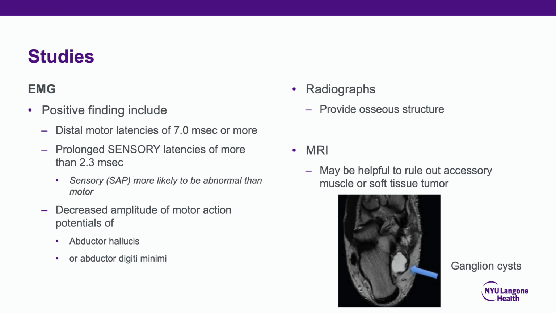Positive findings on an EMG can include distal motor latencies of 7 milliseconds or more and prolonged sensory latencies of more than 2.3 milliseconds. Sensory is more likely to be abnormal than motor. There may be decreased amplitude of motor action potentials of the abductor hallucis or abductor digiti minimi. Radiographs or an MRI can be obtained. This is useful to rule out bony or soft tissue causes of tarsal tunnel, such as an accessory muscle or soft tissue tumor.